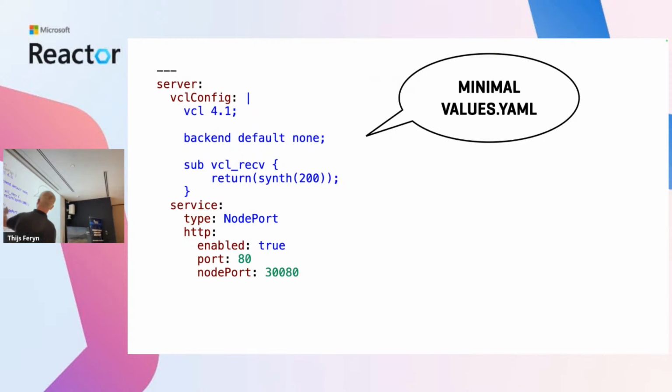So the minimal one is a VCL config. There's also a VCL file property, but then the VCL file needs to be on the cluster. But you can find tricks to push this in. What this does, it doesn't even connect to any pod. It just returns 200 every time, just for the fun of things. But we'll connect something to it.